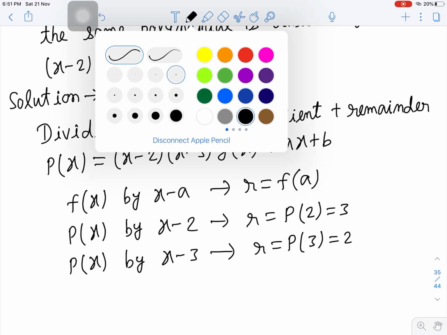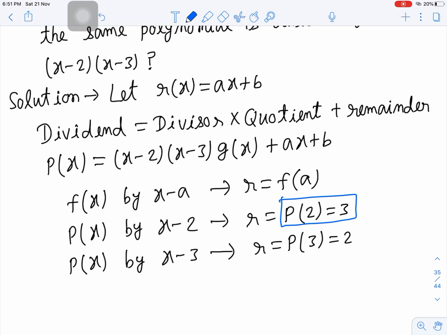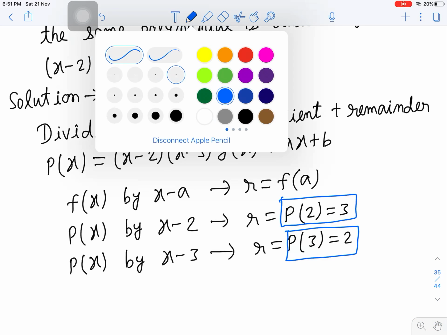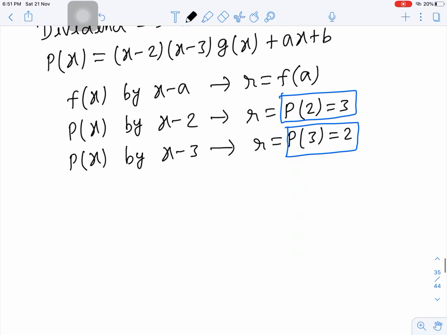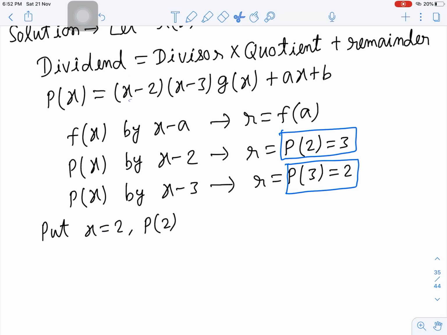So with the help of these two conditions, we know that p of 2 is 3 and p of 3 is 2. So we can take help of these two conditions to find a and b. So in this equation, when we substitute x equal to 2, the left hand side will become p of 2. On the right hand side, when you substitute x equal to 2, 2 minus 2 will become 0, so 0 into this entire term will become 0. Then what will be left here? x will be 2, so you will get 2a plus b. Now p of 2, you know, is nothing but 3.